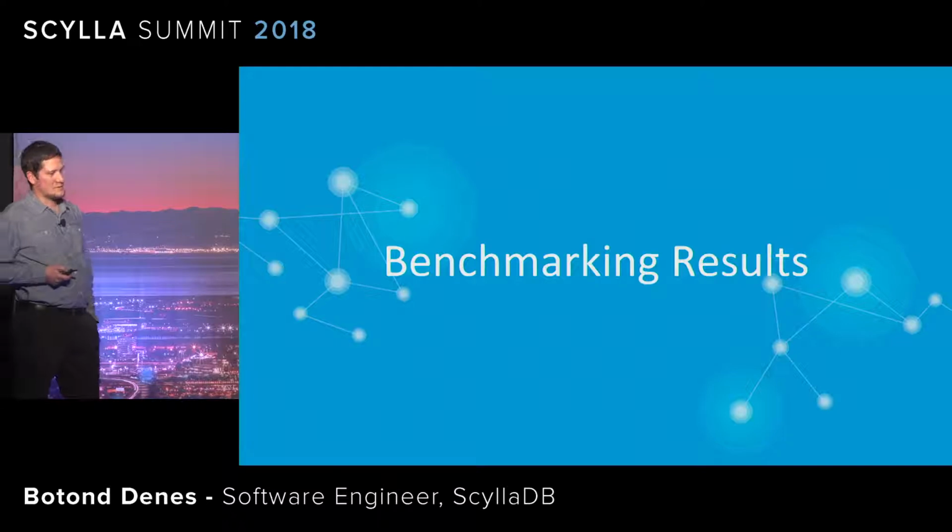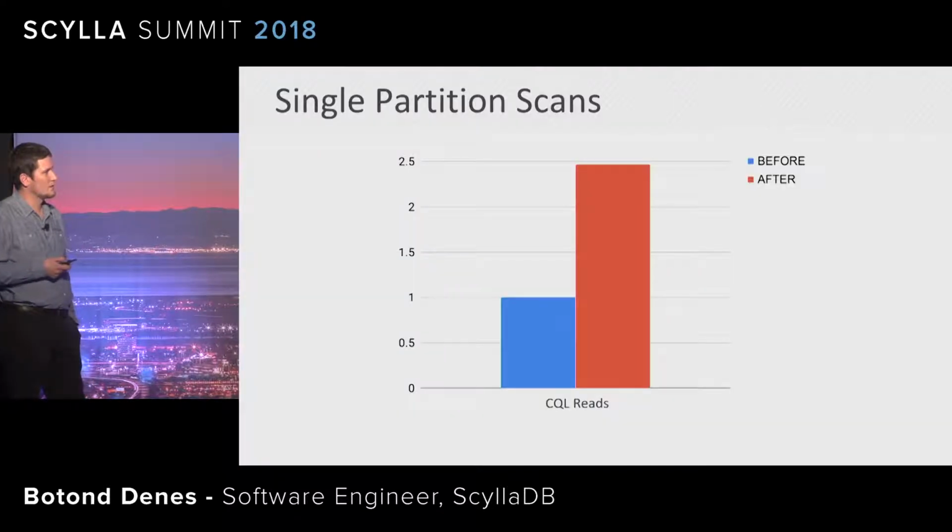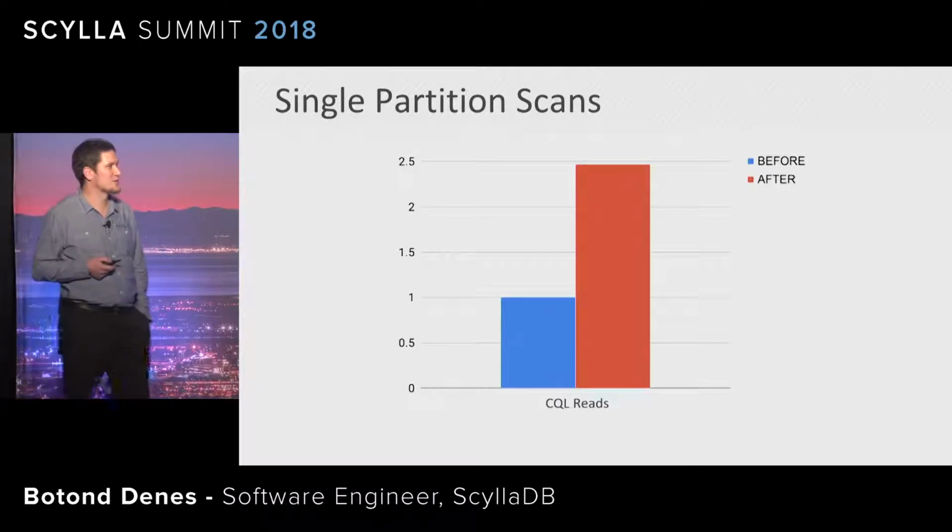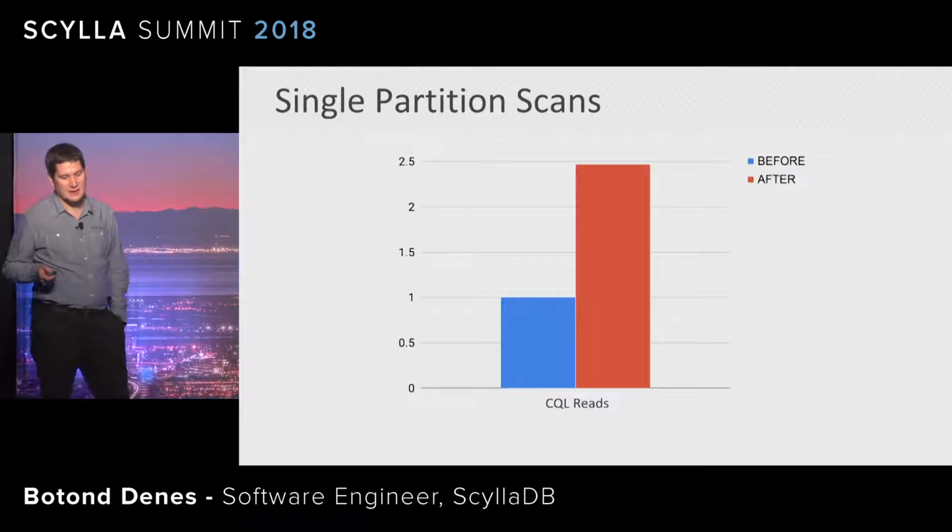In our benchmarking, we've mostly focused on the use case that was suffering from stateless paging the most. These are large partition scans and range scans that have to go to the disk. So this is the results for single partition scans. This is a normalized graph. So it shows the improvement itself instead of the actual numbers. Before is the result with stateless paging, and after is the result with stateful paging.